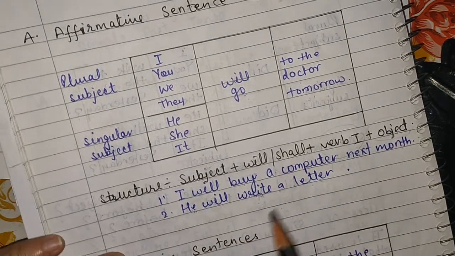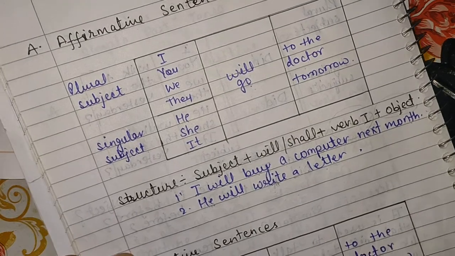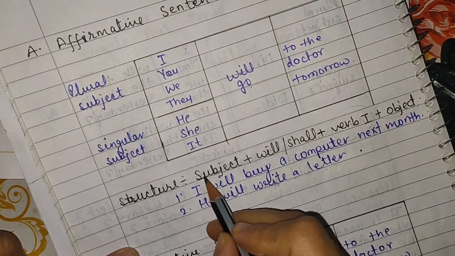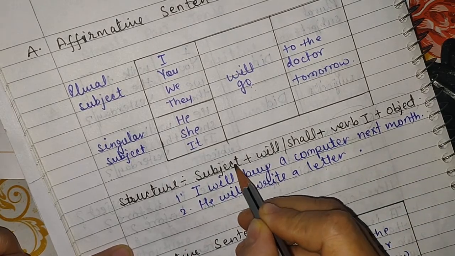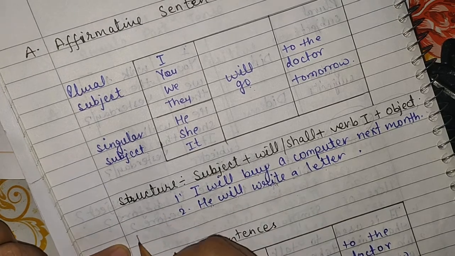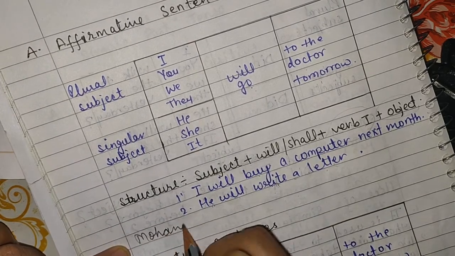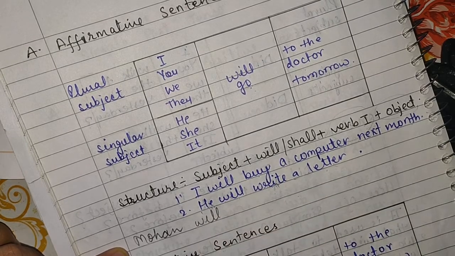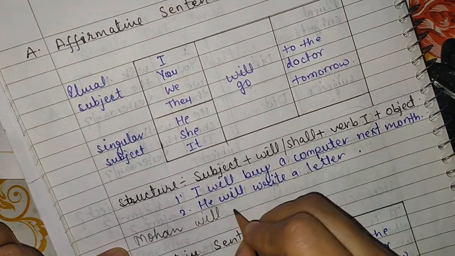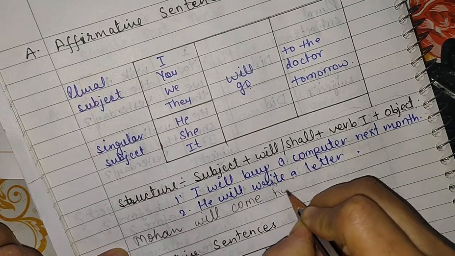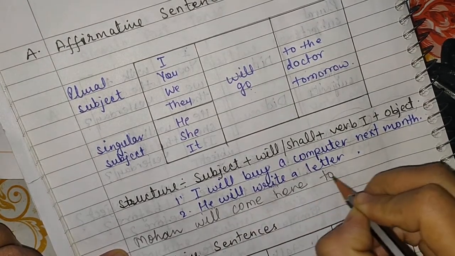If I frame a sentence here using this structure, if I take the subject, let's say, Mohan, then it's will in the structure, Mohan will. Verb, I will take come. Mohan will come here tomorrow.